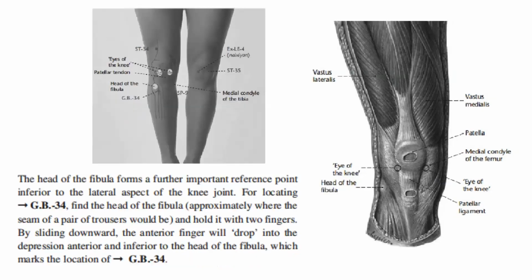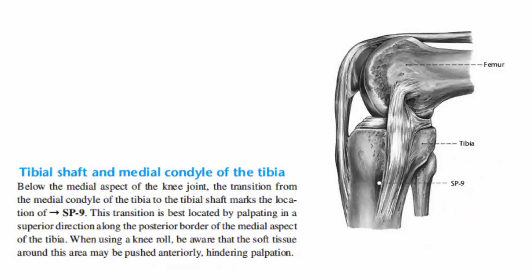The head of the fibula forms a further important reference point inferior to the lateral aspect of the knee joint. For locating GB34, find the head of the fibula approximately where the seam of a pair of trousers would be, and hold it with 2 fingers. By sliding downward, the anterior finger will drop into the depression anterior and inferior to the head of the fibula, which marks the location of GB34.